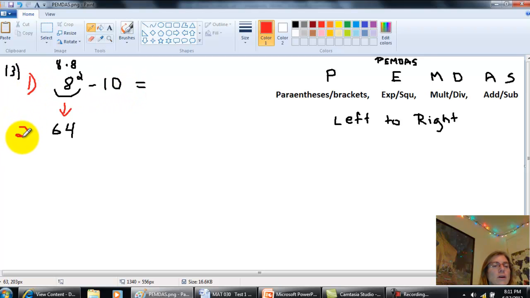This starts to build our second horizontal line, and we bring down the rest of the problem, and you're going to see me do this a lot, which is minus 10. We haven't solved anything more. Now we're going to look at our second line across. There's only adding and subtracting left, so of course we complete the problem by subtracting 64 minus 10, which is 54. The answer to number 13 is 54.